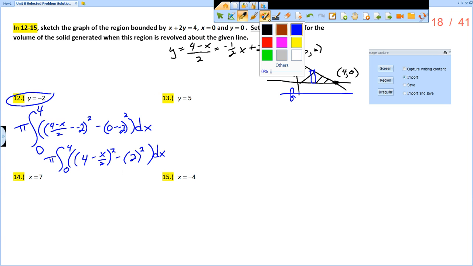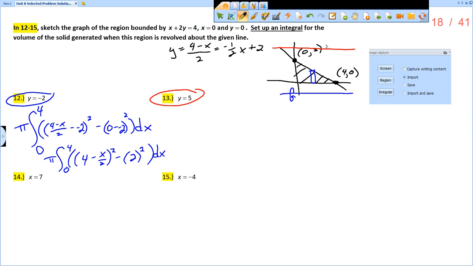So let's do number 13. For 13, y equals 5. Now, y equals 5 is a horizontal line, which is above the region. And once again, we're going to use a dx. So now pi times the integral, parentheses with respect to x, big R squared minus little r squared.